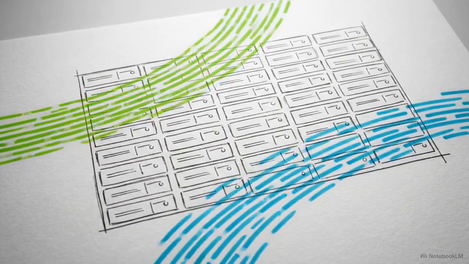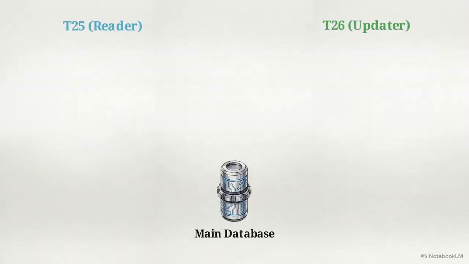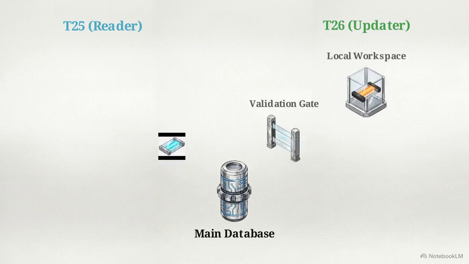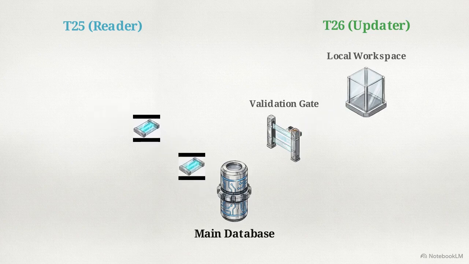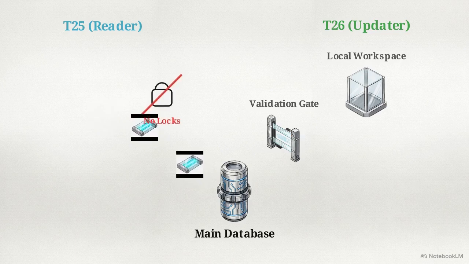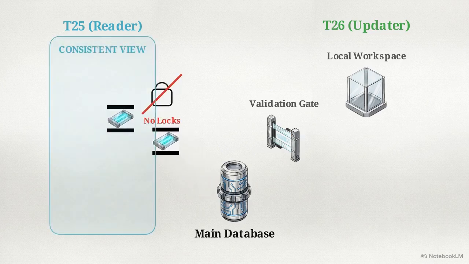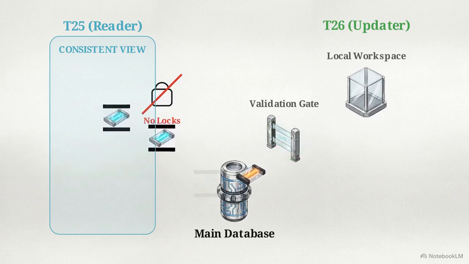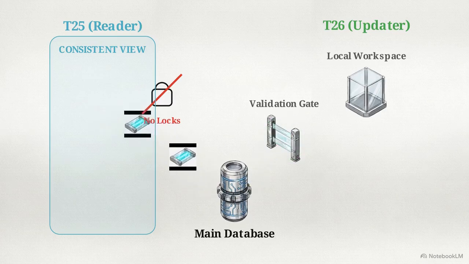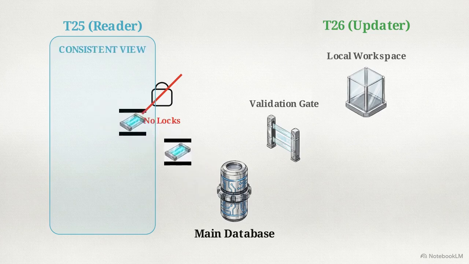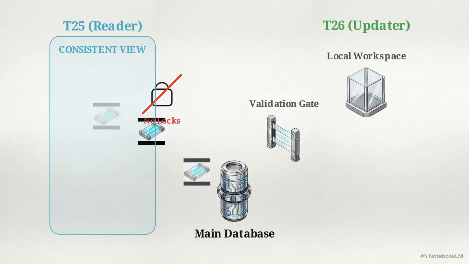TK just committed. We can see this in a scenario involving 2 concurrent transactions, T25, which is reading data, and T26, which is performing an update. T26 writes its changes to its local workspace and hits the validation gate while T25 is still actively reading from the database. Because there are no locks, T25 is never blocked. It continues reading the original, stable values from the main database. T26's writes only reach the main database after it passes validation. This ensures T25's view of the data remains consistent throughout its entire read phase.